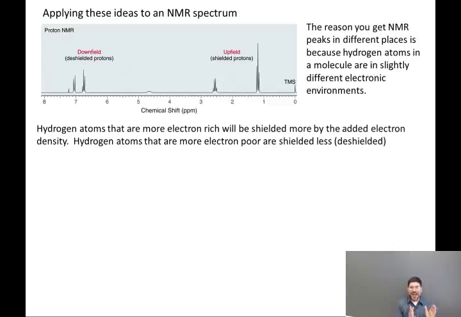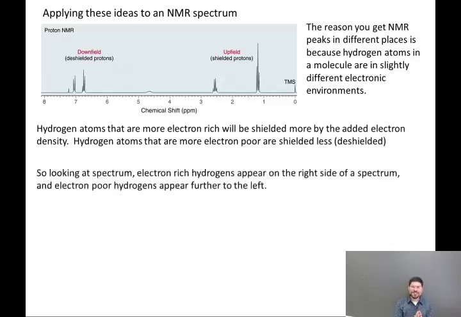Which should bring you back to some ideas that we've talked about earlier in the course, like electronegativity and inductive effects and resonance effects. But we'll see all of that in due time. The rule for right now is that hydrogen atoms that are more electron-rich, if that electron is really sitting there around the hydrogen, will be shielded more by the added electron density. So that induced local magnetic field will be stronger, and hydrogen atoms that are more electron-poor are shielded less. And the term we use for being shielded less is de-shielded.